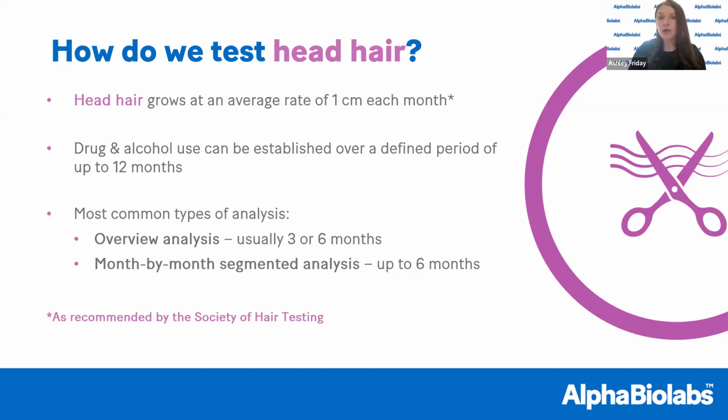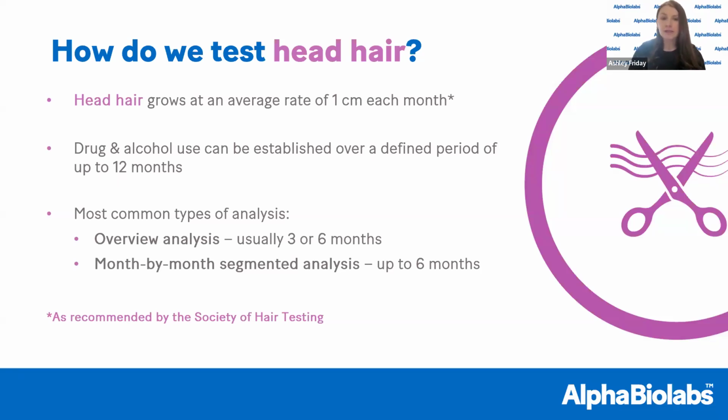So starting off, if we're looking at testing a sample of head hair, if you've been to one of our webinars before, you'll know that we've spoken about the average growth rate being 1 centimetre per month. What that means is that at every appointment where we're instructed to take a head hair sample, we need to have a look at the client and determine if they have a sufficient sample for your requirements. Now, this is something that we discuss at the point of booking as well, just to make sure in advance that we don't need to explore any other options.